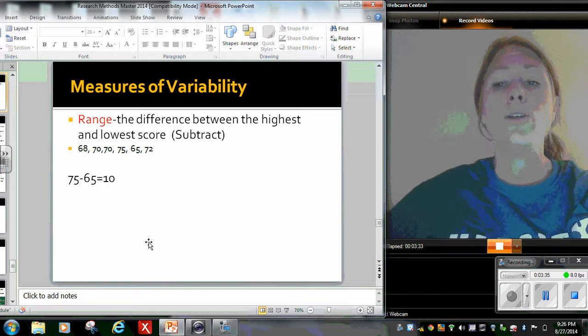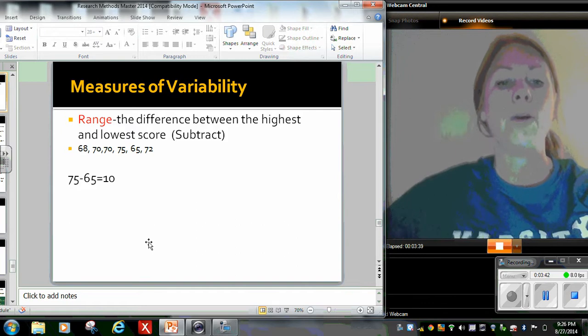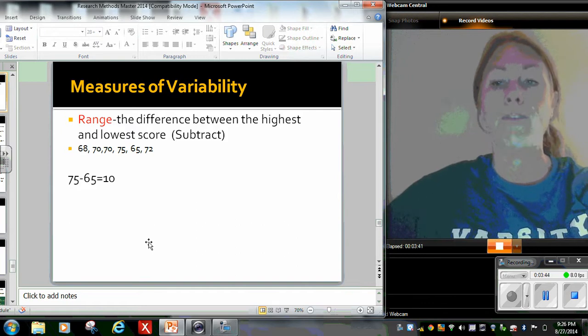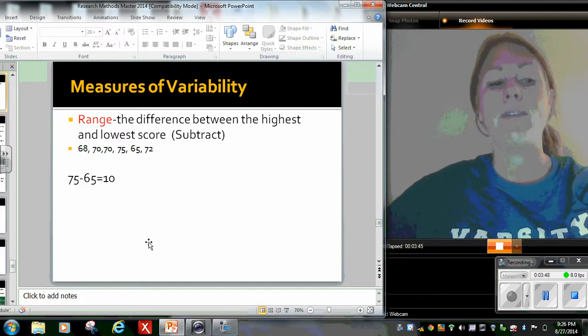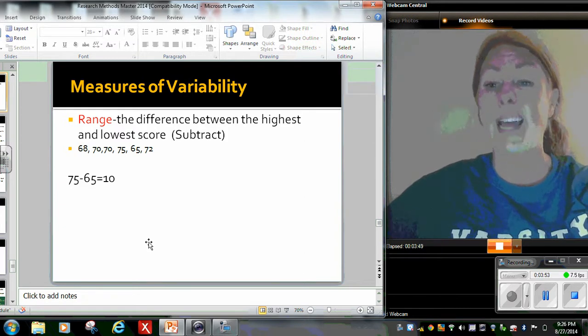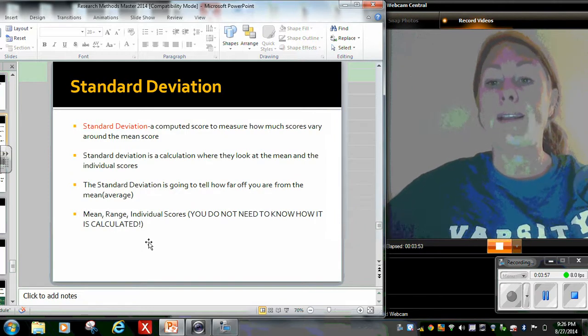Okay. So once you kind of understand the mean, median, and mode, you should understand the range on a graph. Okay, the range is going to be where you subtract the lowest number from the highest number. In our case, with our numbers, it'd be 75 minus 65, and my range of data would be about a 10. Okay. You're then going to be able to find the standard deviation.